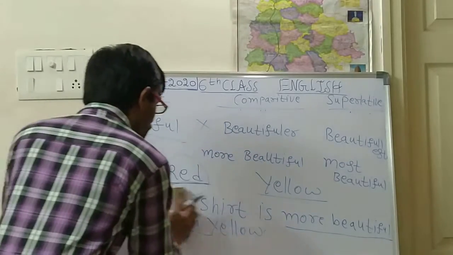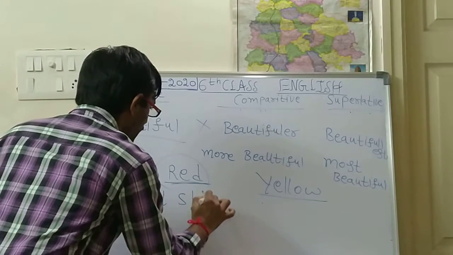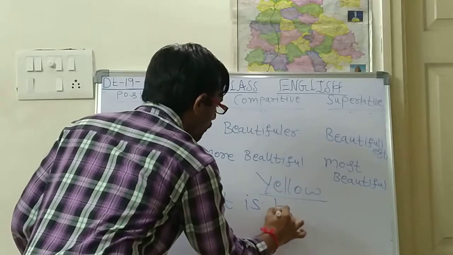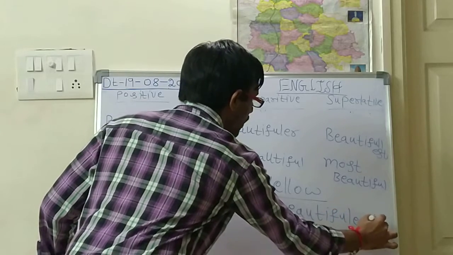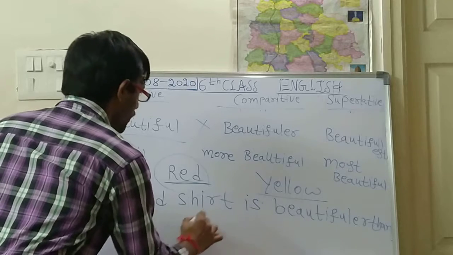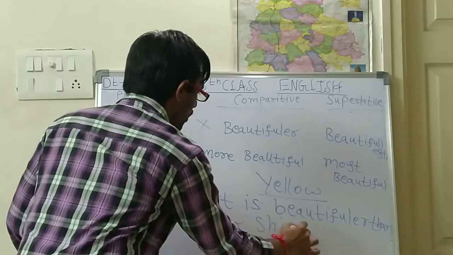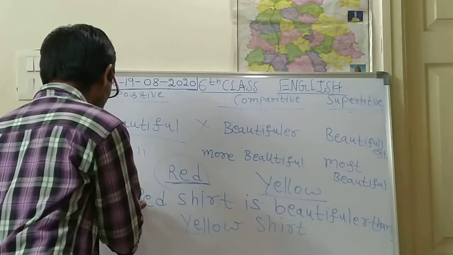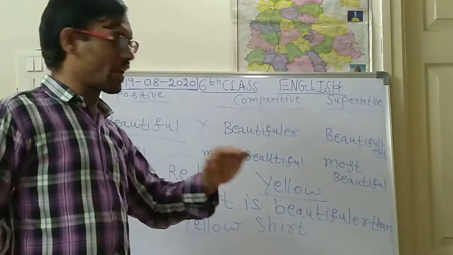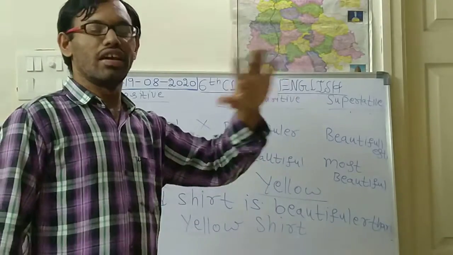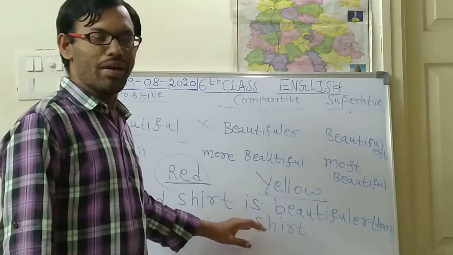So instead of this, suppose you said, okay, red shirt is beautifuler than yellow shirt. Suppose you said like this. So, red shirt is beautifuler than yellow shirt, you said. If you are in a shopping mall or in any shop, you will be purchasing these shirts.